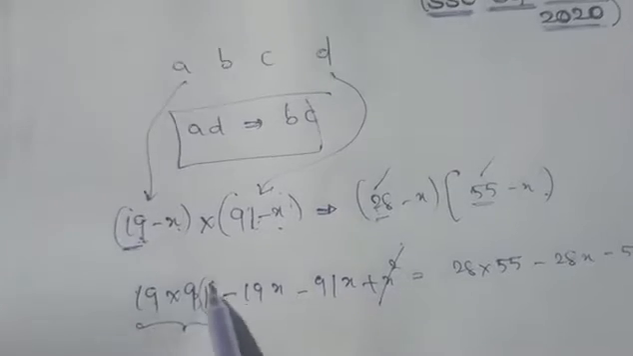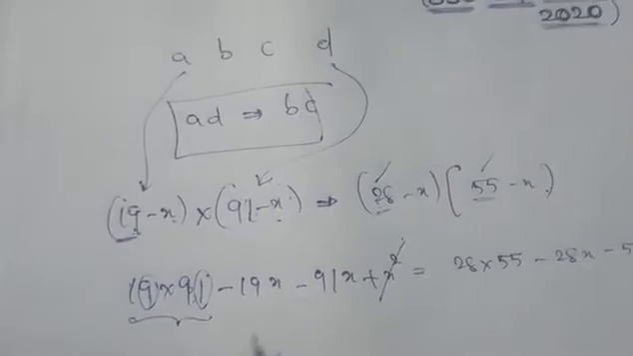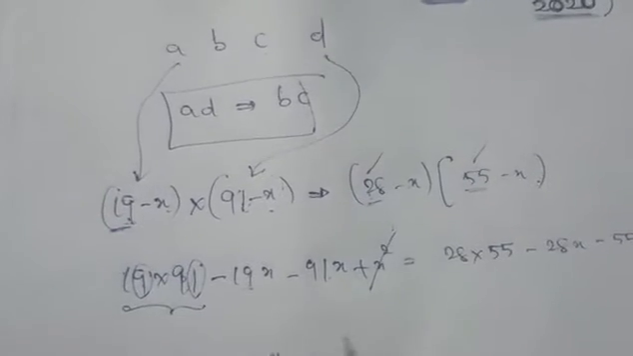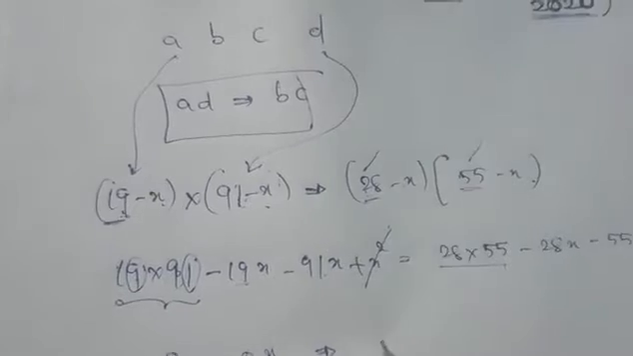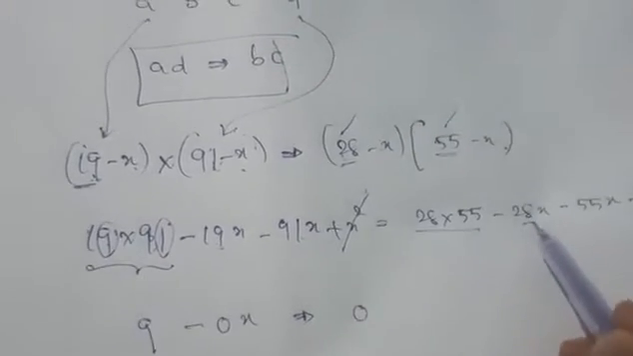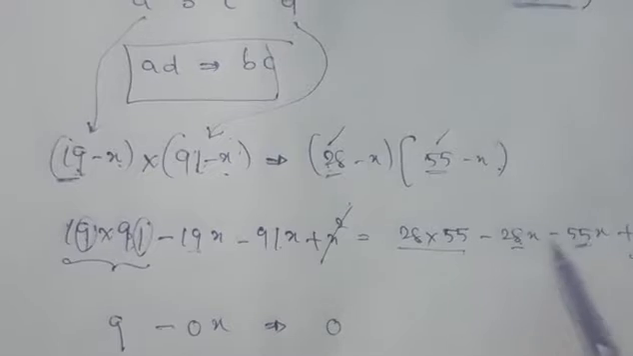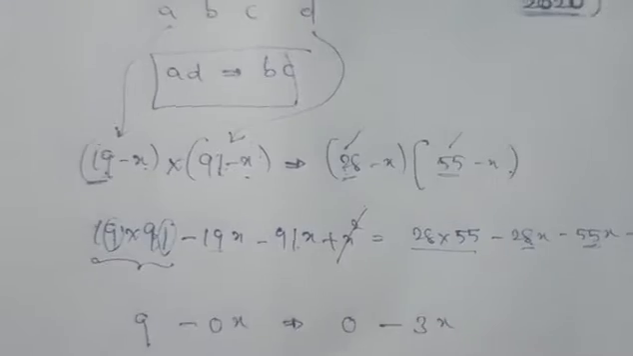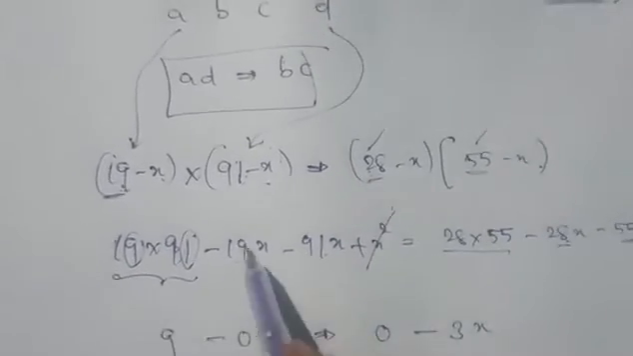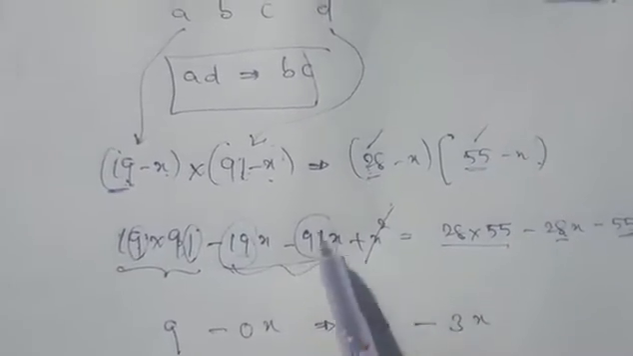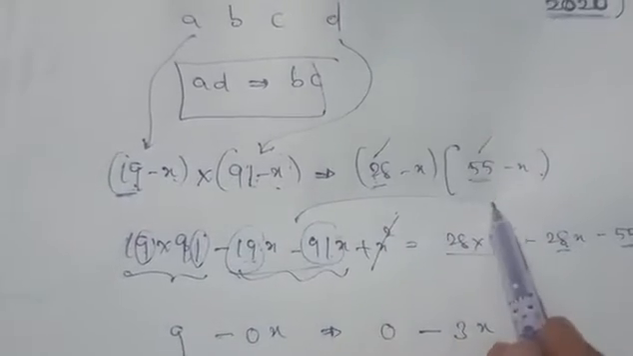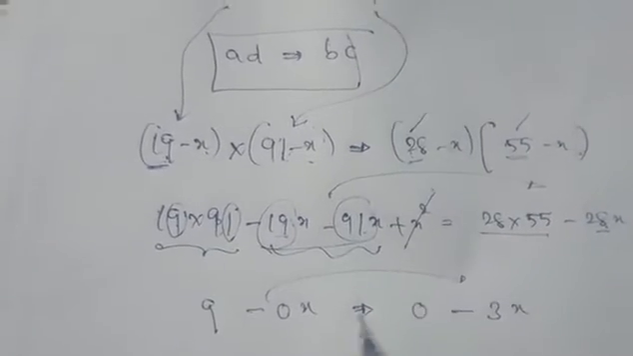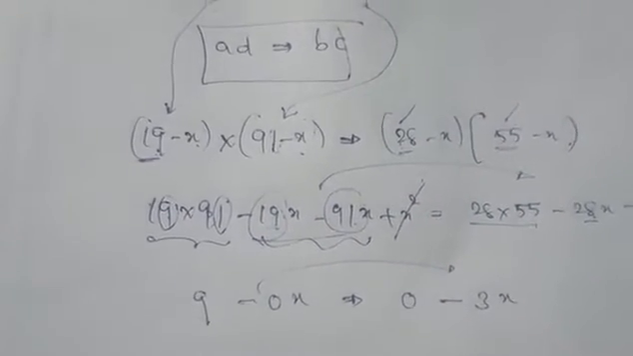See, 9 into 1, the last digits, I will get 9. Okay, and here 9 and 1, the last digit will be minus 0x, right? And here the last digit is 0, and here 28 and 55 are there. You will get the last digit as 8 plus 5, so you will get the last digit as minus 3x. Okay, since 19 times 91 gives the larger value, we have to shift this value to this side in order to get the value. For this I will move this to this side, that is 9 is equal to 0 minus 3x.